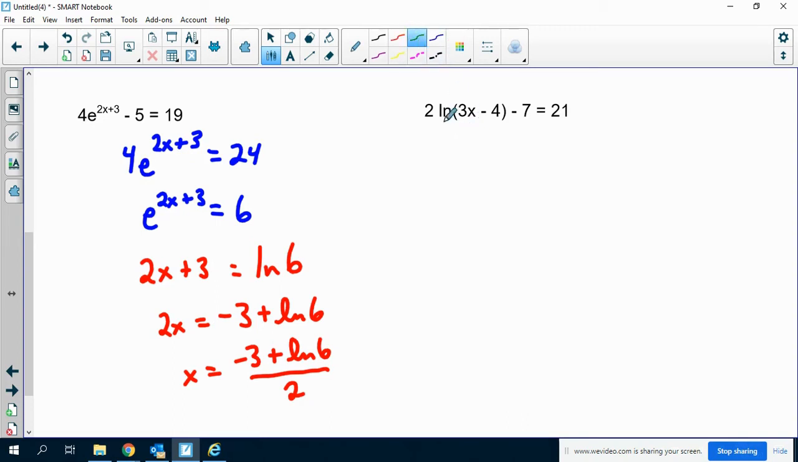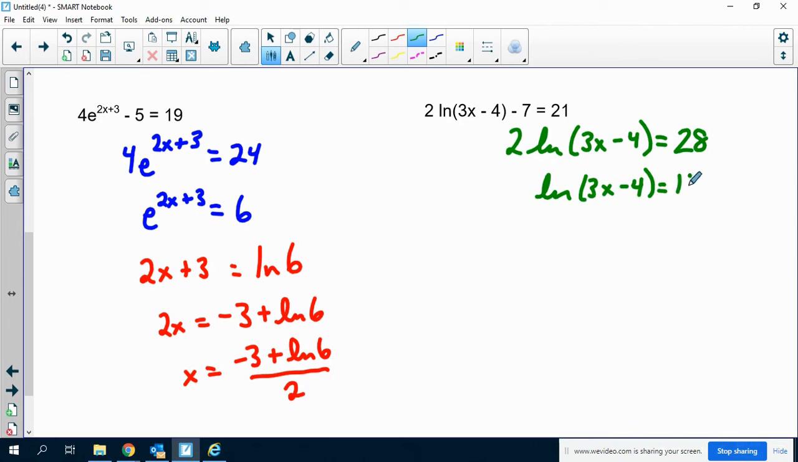Now, in this problem over here, I'm going to add 7. So 2 natural log of 3x minus 4 is equal to 28. Then I will divide by 2. So the natural log of 3x minus 4 equals 14. Then how do I get rid of any log? I realize that it's log of a base. So log base e is basically what I would write.